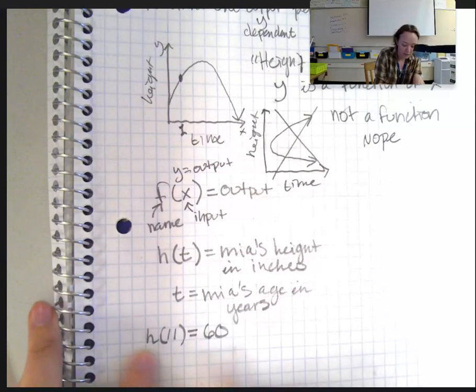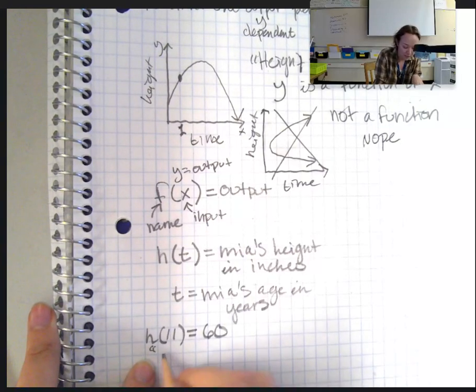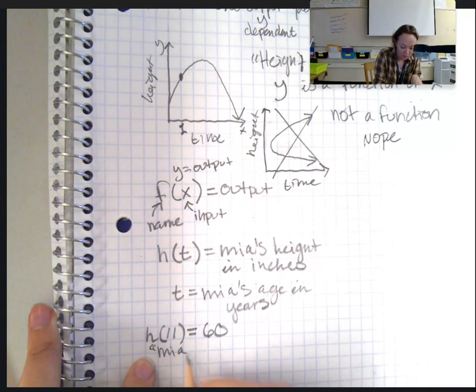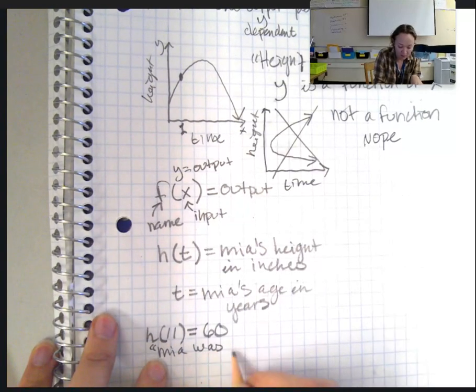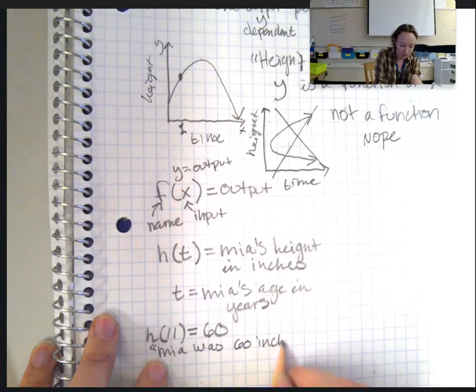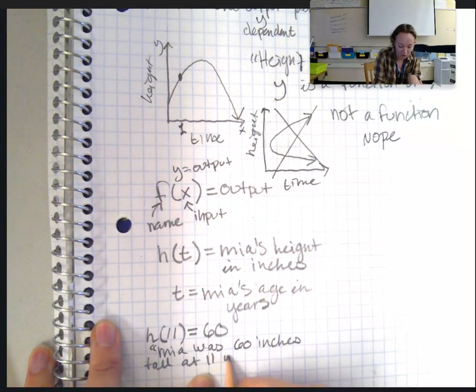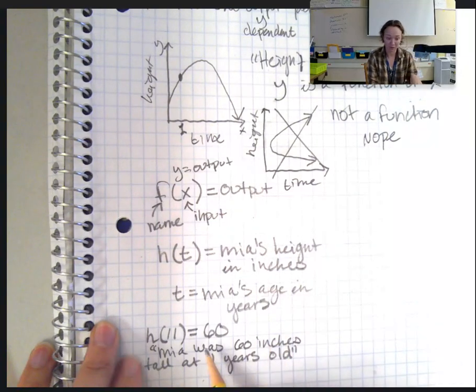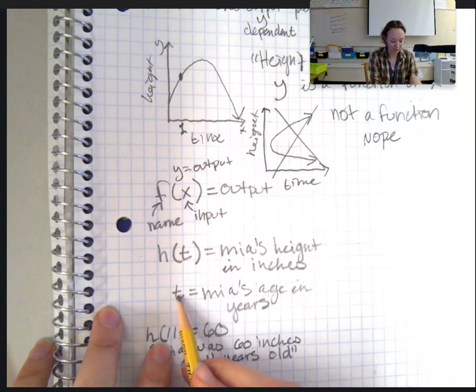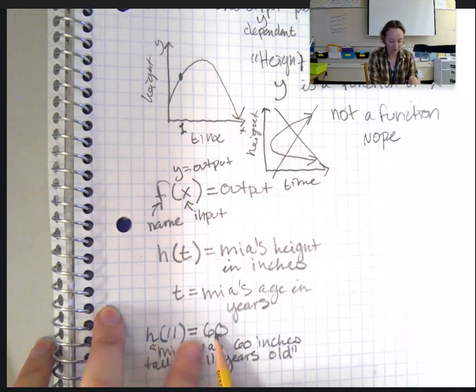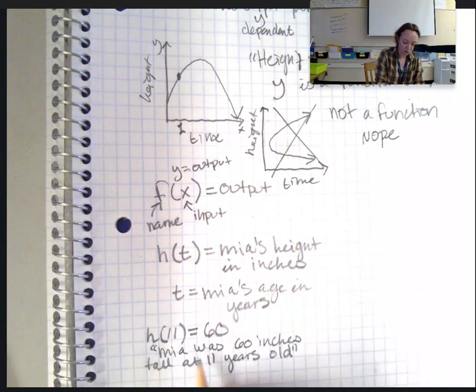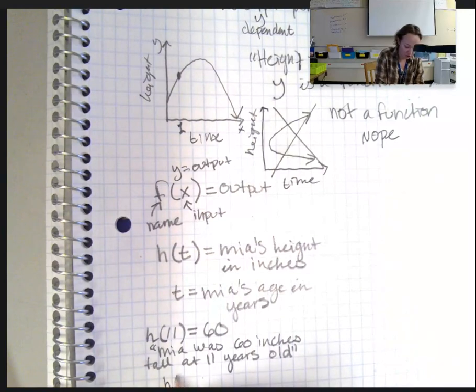And so if we were to write this as a sentence, we would say that Mia was 60 inches tall at 11 years old, because that's the information that we have here, right? The 11, that's in the place of the T, that's her age. The 60, that's the output, that's her height. We also could write H of T equals 55.